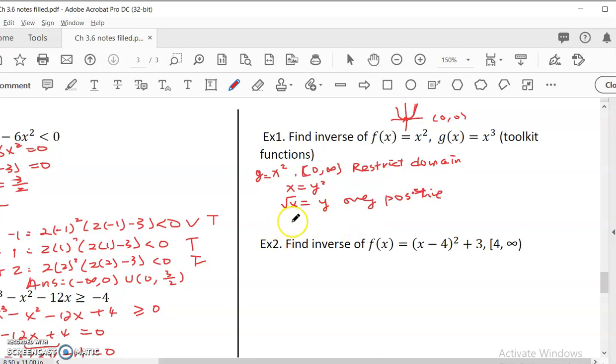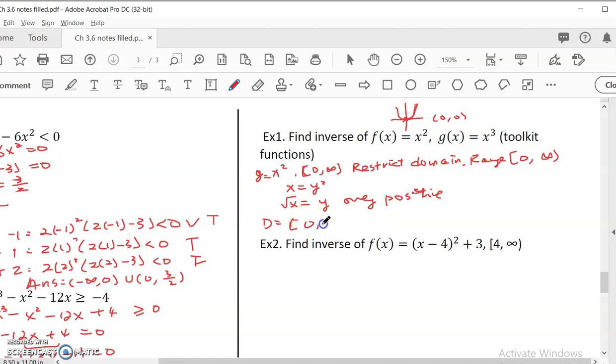So the domain of the inverse is the range of the original, which is also 0 to infinity, right?